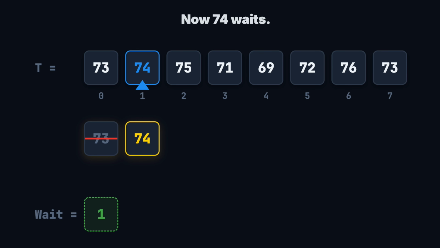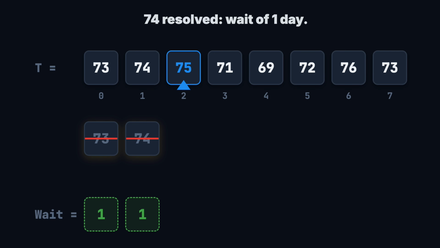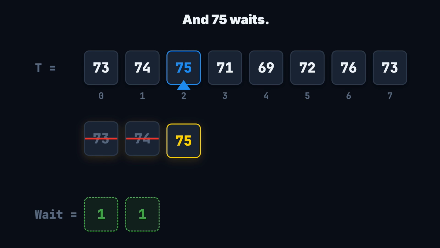Now 74 waits. Day 2 at 75 resolves it. That's a wait of 1 day. And now 75 is the one waiting in line. Notice how when a warmer day arrives, the previous days get resolved as if they were being popped out. And so far, we saw that the days were getting warmer, but that is not always the case.